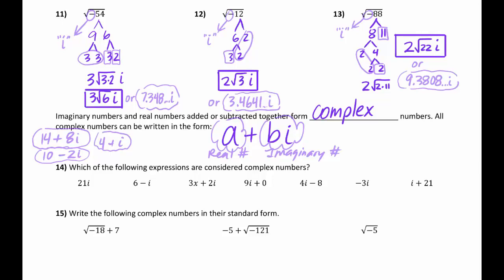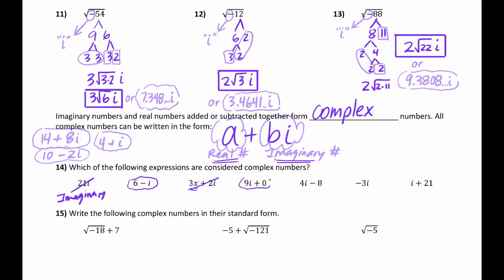So that brings us down to question 14. Which of the following expressions would be considered a complex number? The first one actually is not. 21i is just imaginary. There's no real part that goes with that. 6 minus i, its neighbor, is considered complex. It has the real part, and it has the imaginary part. There's one of those i's. 3x plus 2i is not a complex number. The x part of this makes it a little bit too complex to be a complex number, if you will.